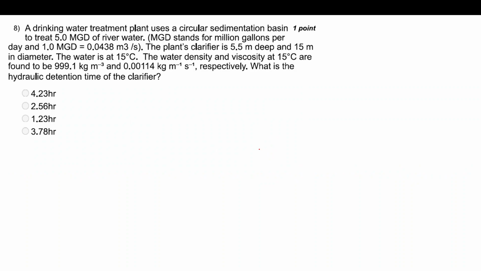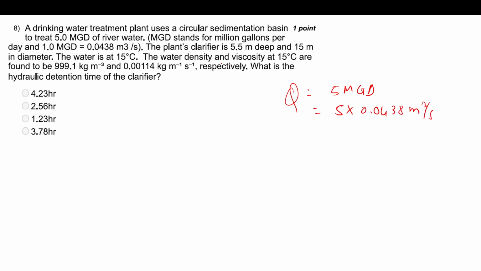So now this is the question. A drinking water treatment plant uses a circular sedimentation basin to treat 5 mgd of river water. Here mgd stands for million gallons per day, and you have been given the conversion to meter cube per second also. So Q is given to you as 5 mgd. If you convert it into meter cube per second, it will be 5 into 0.0438 meter cube per second.